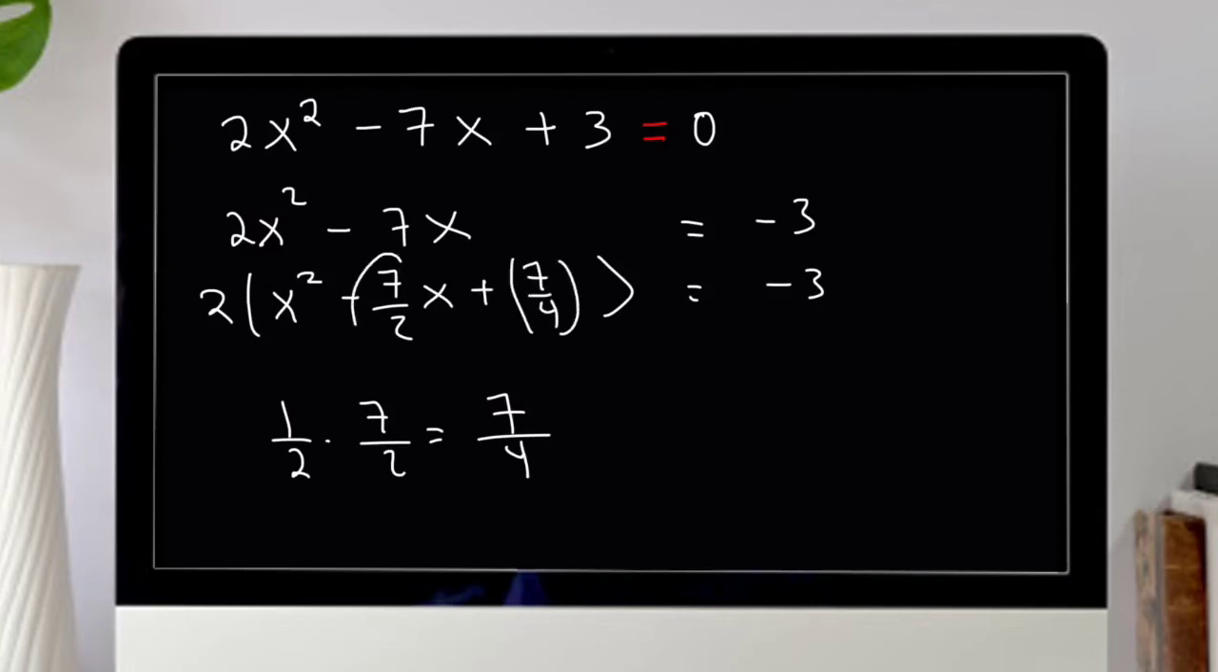And then once you take half of this number, don't forget to square it. And whatever you do to the left side, you must also do to the right side. But you need to do more than just add 7 over 4 squared, because this number is multiplied by 2. So you need to put a 2 in front of it in order for the value of both sides of the equation to remain the same.